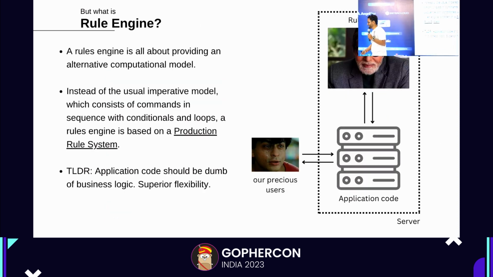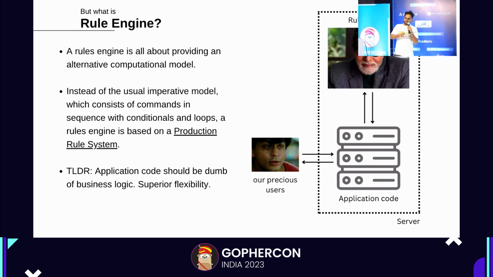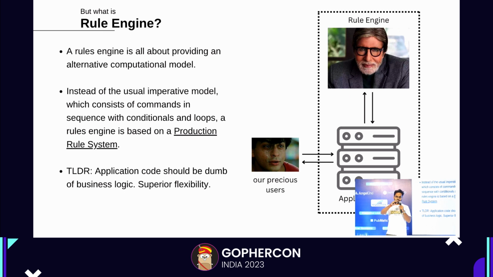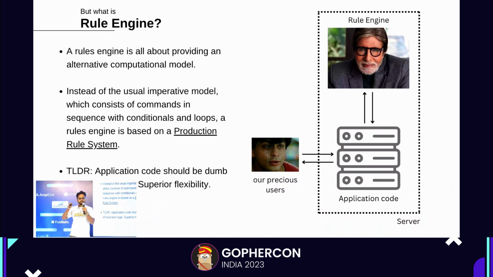This is a very basic definition of a rule engine. You can see I've written it in short, also a TLDR: the application code should be dumb enough to support business logic which exists in a separate server, or maybe a separate part of your code, which can be handled by the rule engine.